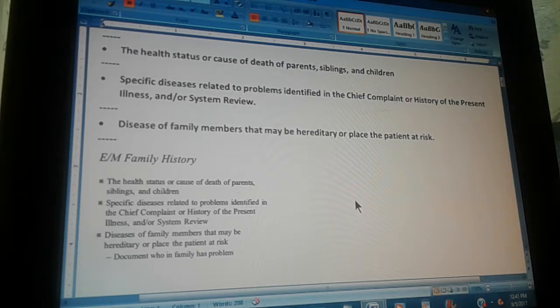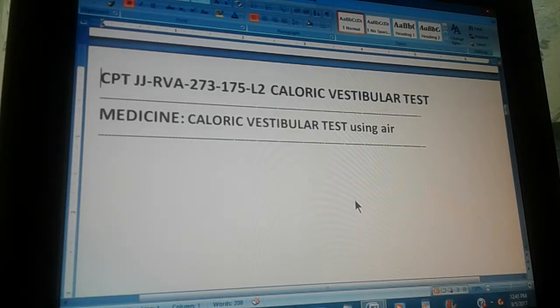Ready, set, go. Okay, CPT, page 273, exercise 175. This is a level 2 exercise, and the title is Caloric vestibular test. It's the medicine part of the CPT code, and the text reads like this: Caloric vestibular test using air. Okay, so that is the procedure.